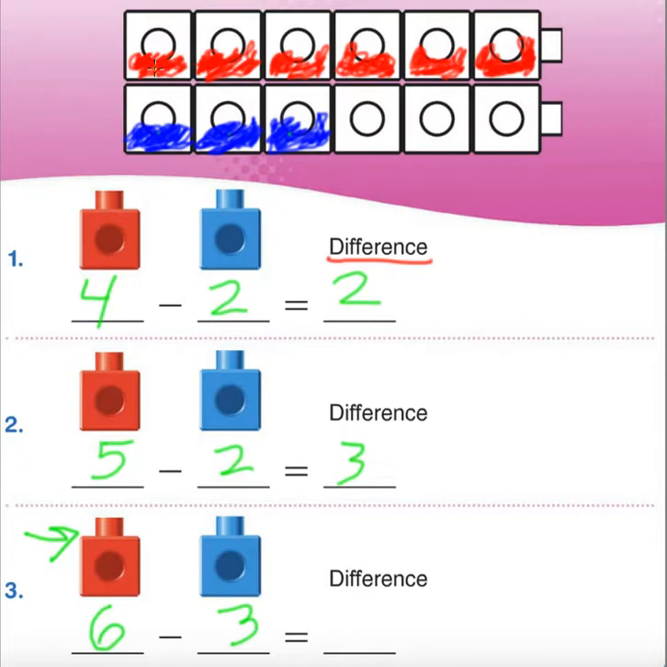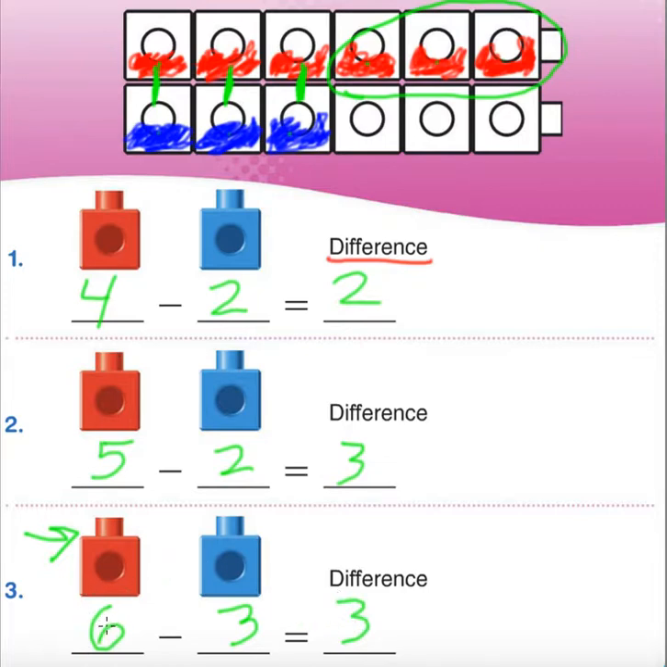Now let's have friends hold hands. Okay, so this red block can hold hands. This red and blue block can hold hands. And this red and blue block can hold hands. Now we're going to count the ones that have no friends to hold hands with. Okay, so let's count them. 1, 2, and 3. So the difference is 3.